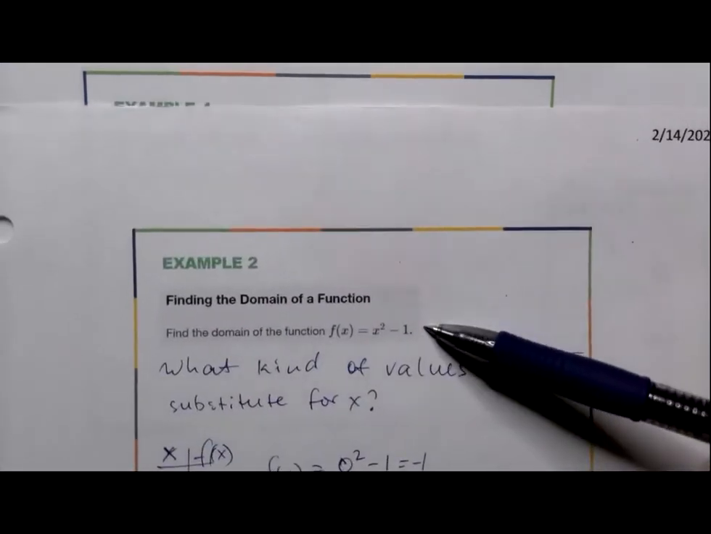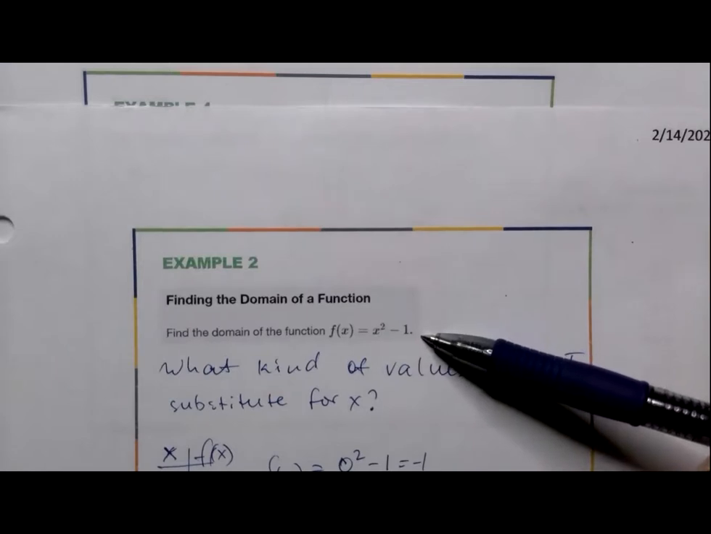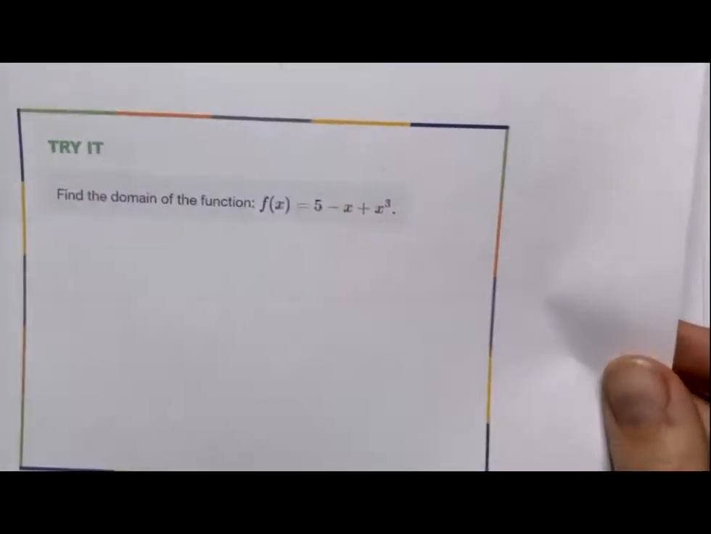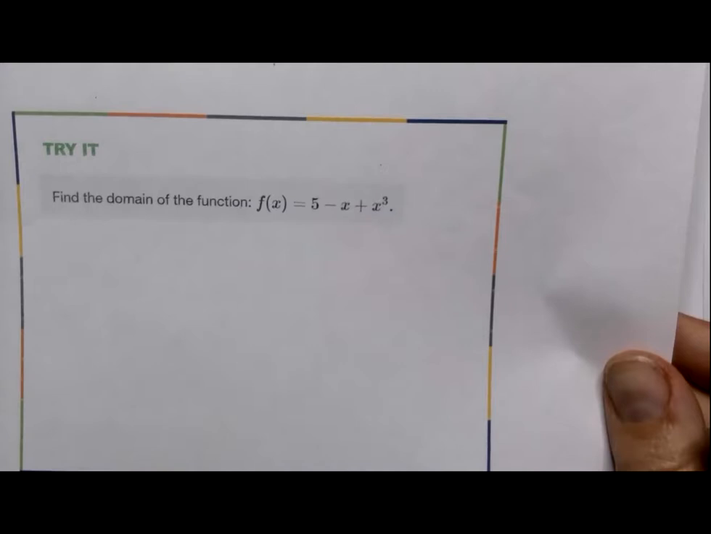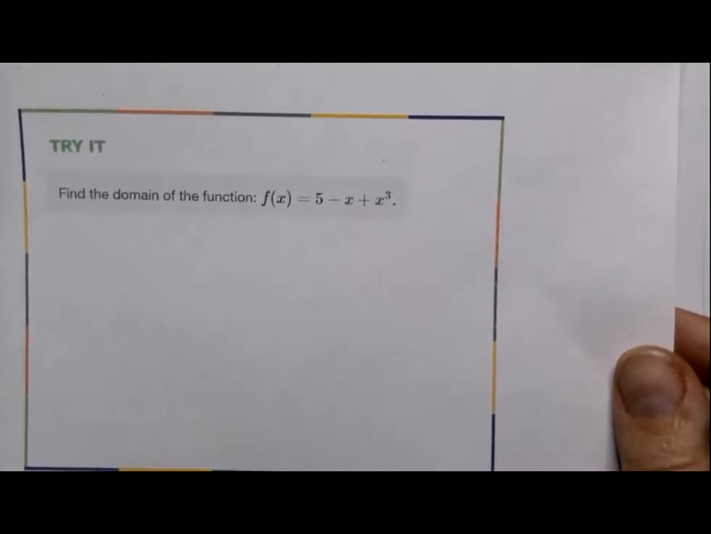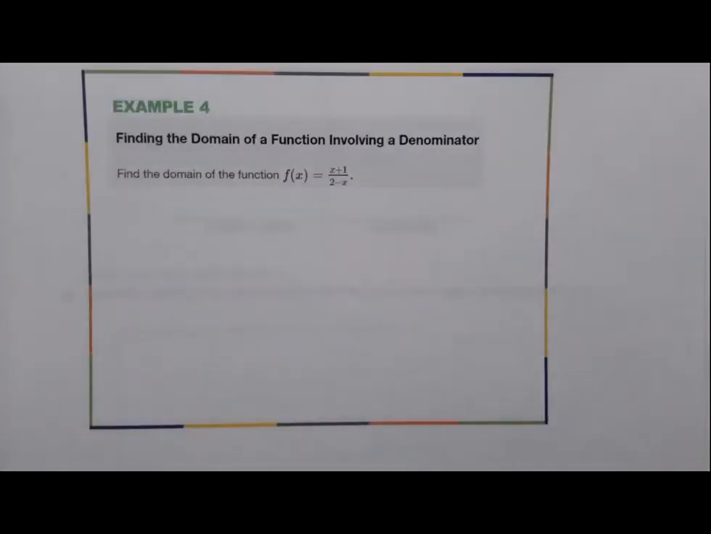So in the first example, this function is a polynomial function, which only has variable x involved to different powers and maybe multiplied by some constants. And usually those kinds of functions have a domain that is all real numbers. Now we have another common function which has a denominator.